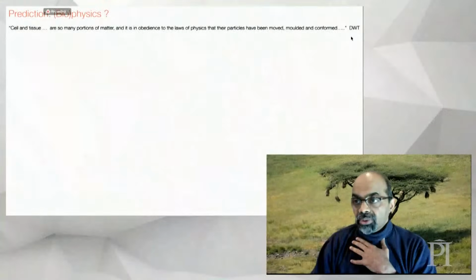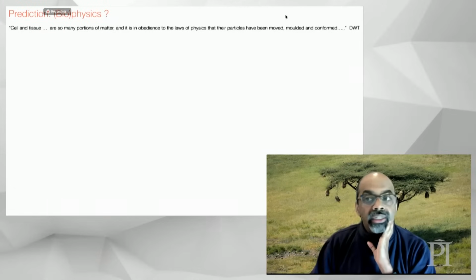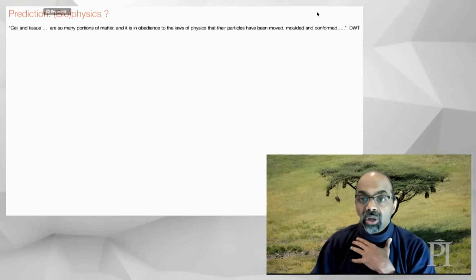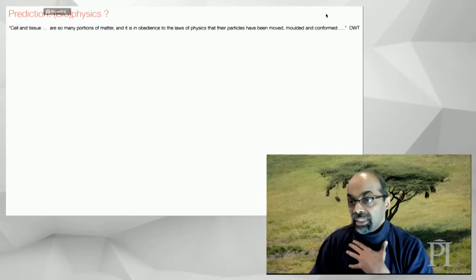So we need now a predictive theory. And what I want to do over the next 20 or so minutes is to give you some flavors of these predictive theories in the context of some specific examples. Again, I'm going to use Thompson's book as a motivation. And in this book, he says that cells and tissue are portions of matter, and it is in obedience to the laws of physics that their particles have been moved, molded, and conformed. So how can we essentially make sense of that?